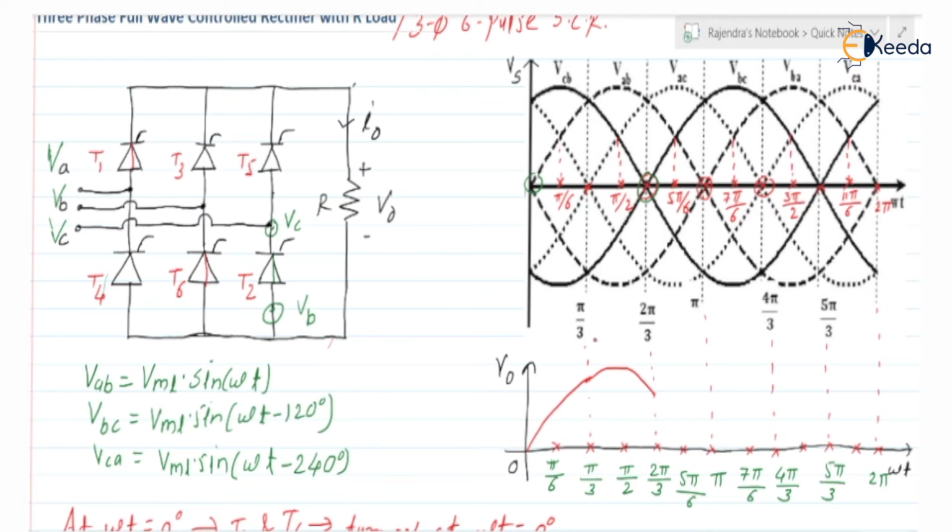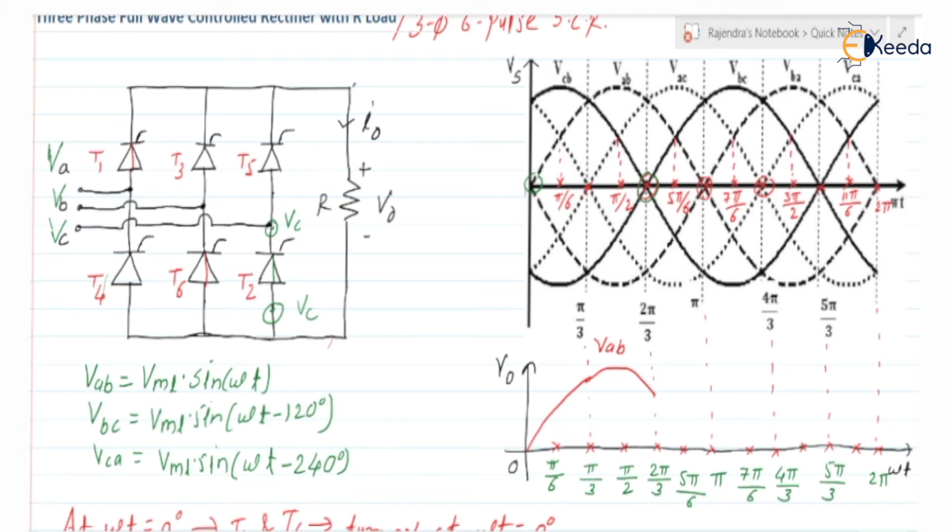Okay, this is the VAB we will be having in the output. Next, at 2 pi by 3, when thyristor T2 turns on, what will happen? T2 turns on means thyristor T2 is acting as a short circuit. So if this is Vc, definitely this should be the Vc only. So here it is the Vc only.